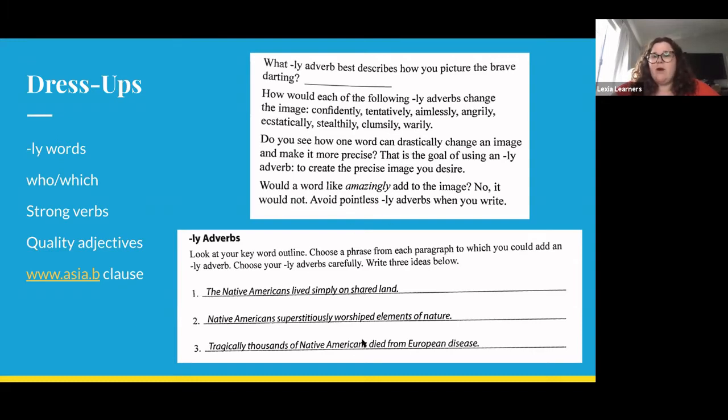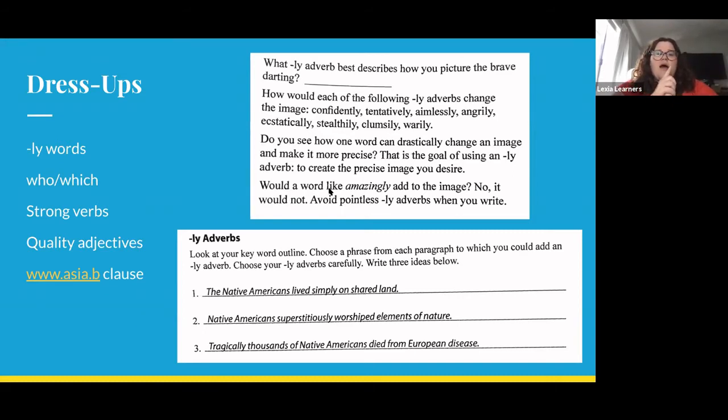So ly adverbs is what I have listed here. So the book will give you a little bit of a description about what an ly adverb is. This is taken directly from one of the books. So it's basically ly adverbs, any word that ends in ly. So quickly, opulently, ornately, aimlessly, stealthily, like any ly word. There's thousands of them. And in the student resource notebook, there's lists upon lists of them as well. So if a student needs help figuring out one.